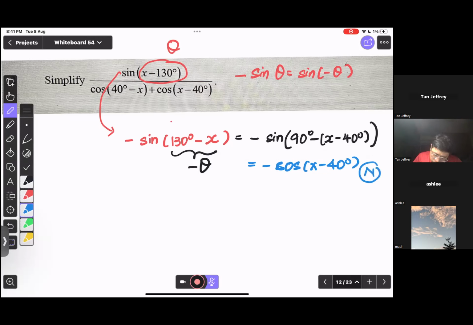Now for the denominator, can I say that this is also the same as cosine of x minus 40 degrees, since we know that cosine of negative theta is the same as cosine theta?